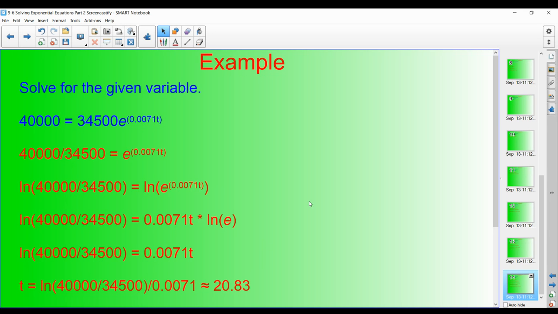So this is how we solve exponential equations. We use logs, we use the power property, and get the exponent by itself.